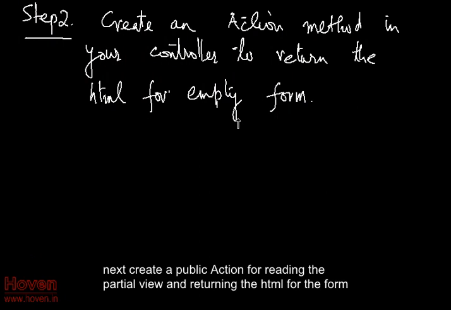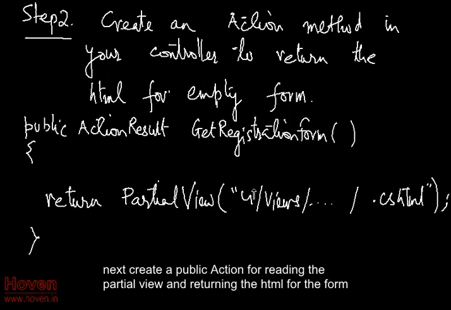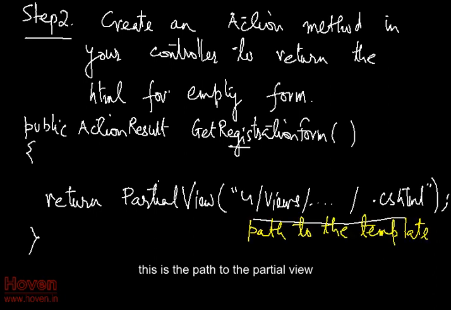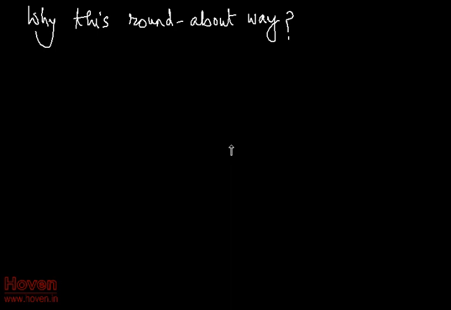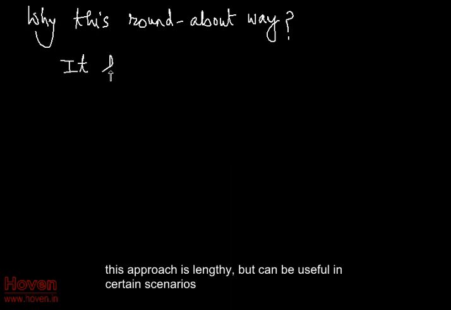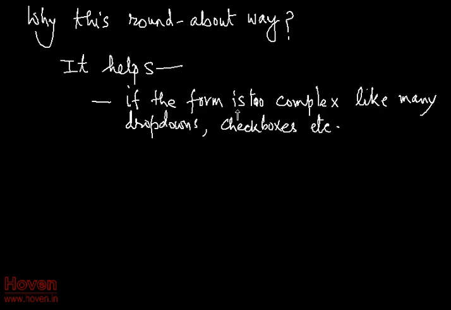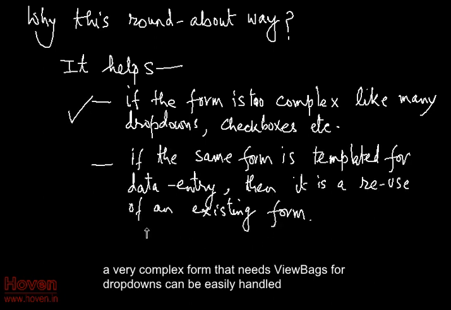Next, create a public action for reading the partial view and returning the HTML for the form. This is the path to the partial view. This approach is lengthy, but can be useful in certain scenarios. A very complex form that needs ViewBags for drop-downs can be easily handled.